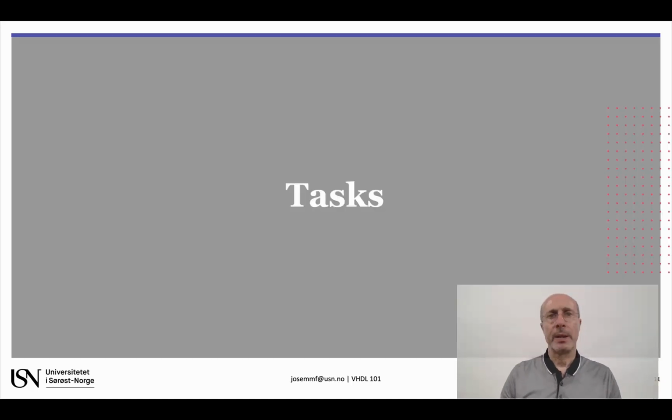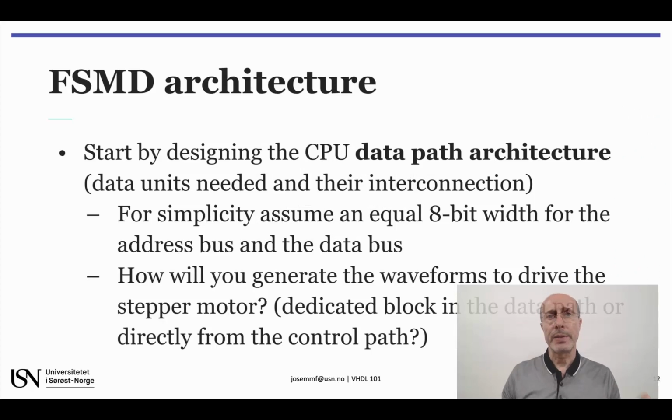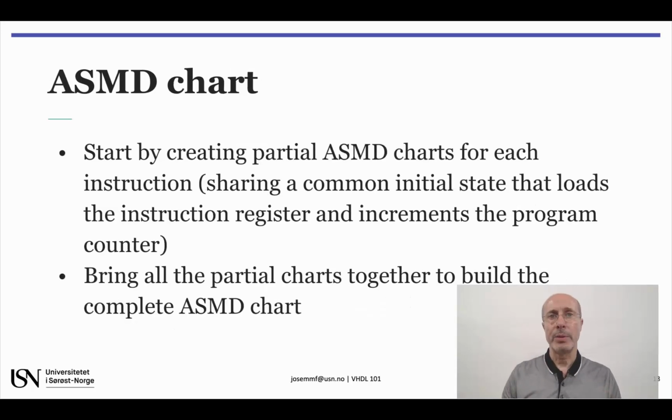What are the tasks? As usually, since we are implementing the CPU as an FSMD, you have to start by designing the data path architecture. For simplicity, you may assume the same 8 bits width for the data bus and the address bus. Once the data path is available, you can start thinking about the ASMD chart. Start instruction by instruction, assuming a common initial state where the instruction register is loaded and the program counter is incremented, since these two actions will always be necessary whatever the instruction.